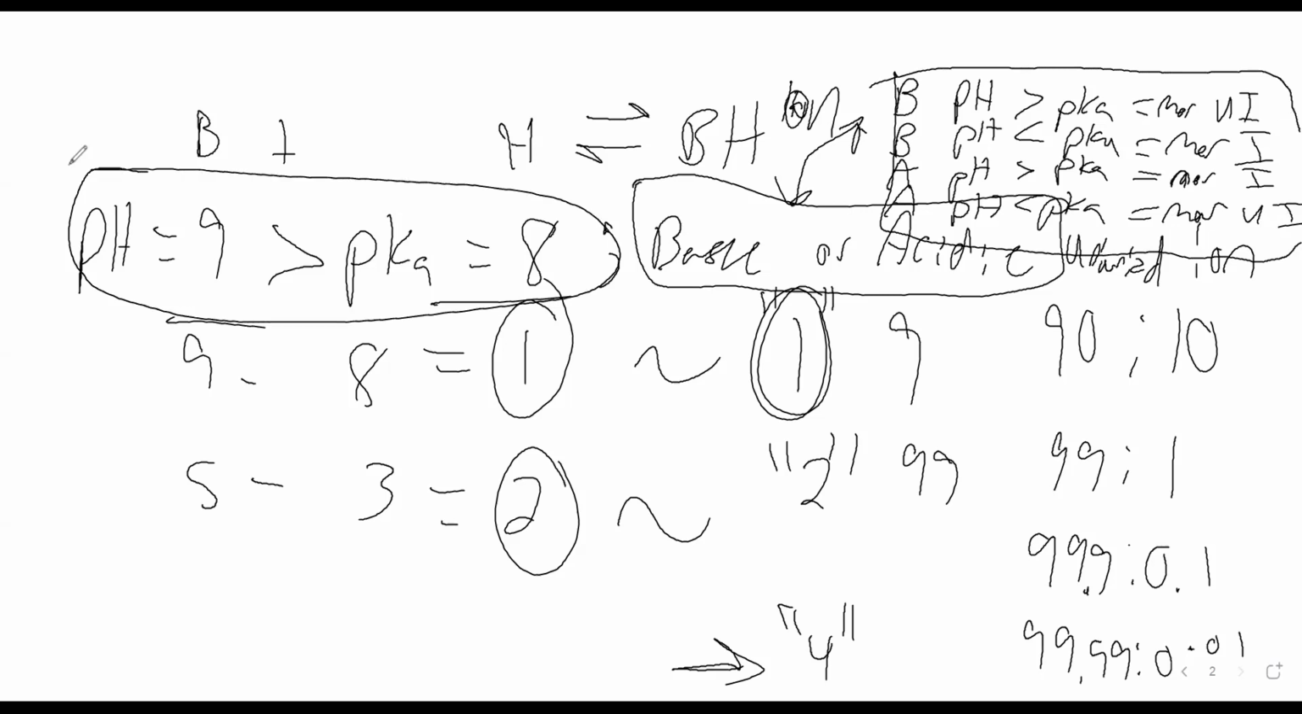So for this first one, we were told it's a basic molecule. Our pH is bigger than our pKa. So this top one here, that means we're going to have 90% unionized and 10% ionized. And you apply it throughout. I'm sorry that took me so long to explain. Does that make sense?